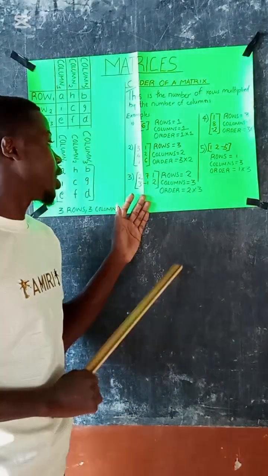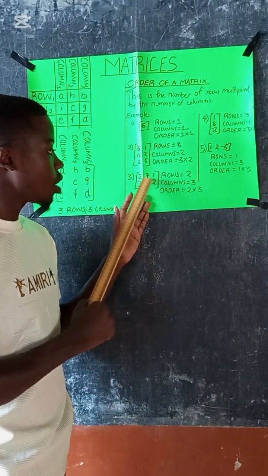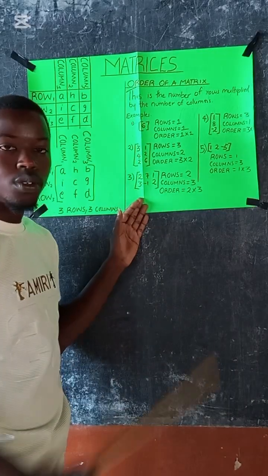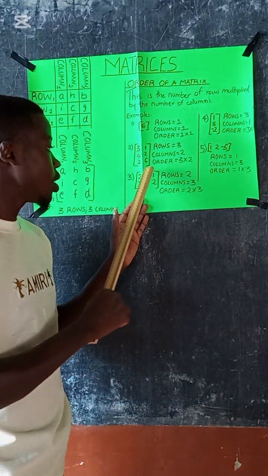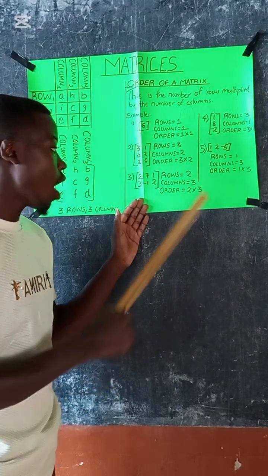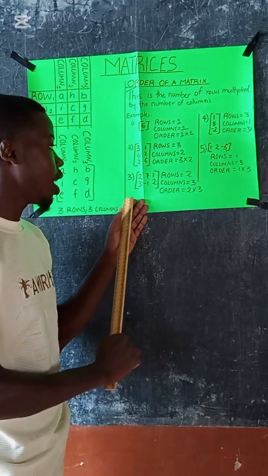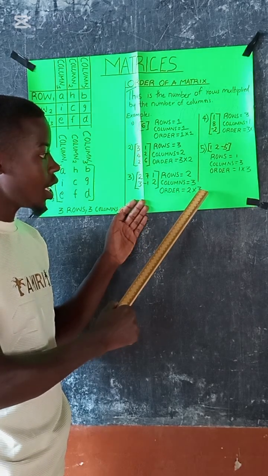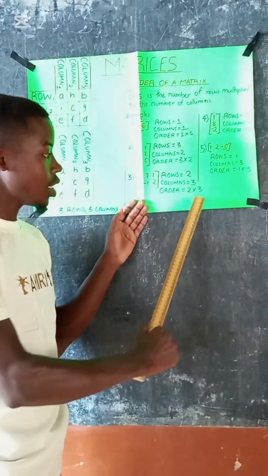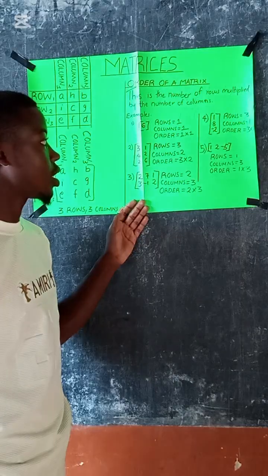Example number 3. We have how many rows? That is 1 and 2. We have 2 rows. Columns, we have 1, 2, and 3. We have 2 rows and 3 columns. The number of rows is 2 multiplied by the number of columns, 3. That is the order of this matrix.